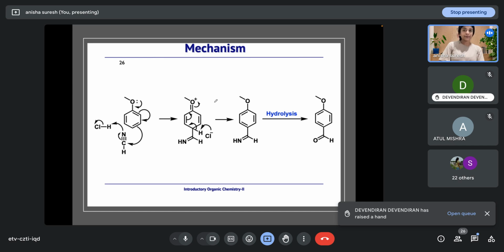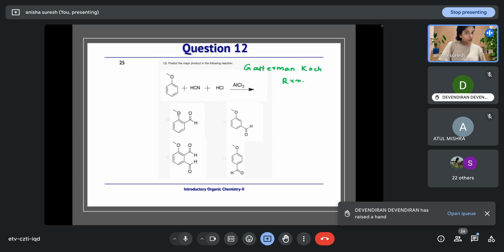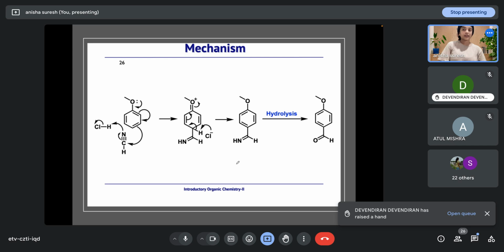So this is the mechanism. Both ortho and para products will be possible, but since more resonance is favored, the para could be the major product. The lone pairs will shift here, this double bond can shift here, this double bond will attack the carbon of HCl, and this bond will break, abstracting a proton from HCl. So we will get this intermediate.